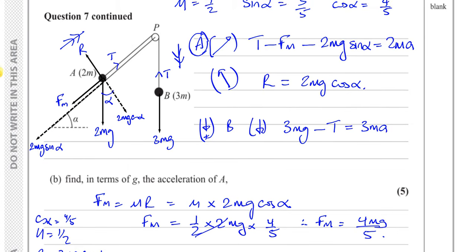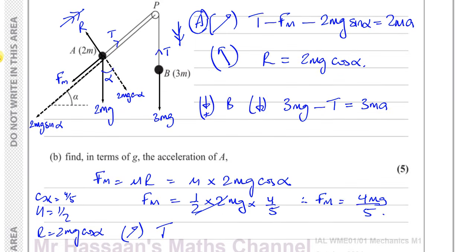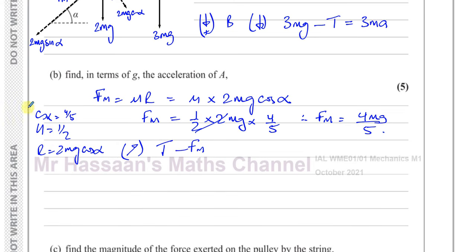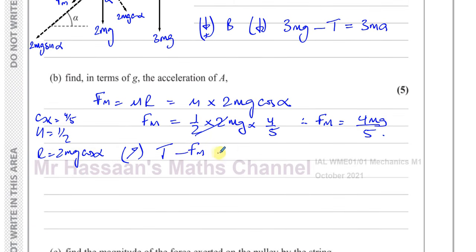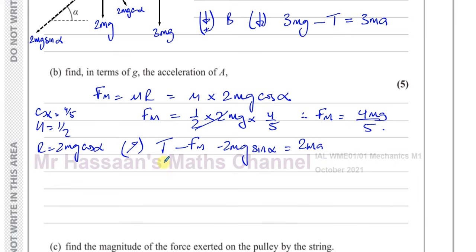So now if I take this first equation that I found, which was, if we resolved horizontally, or parallel to the plane, we got T minus Fm minus 2 mg sine alpha is equal to 2ma. That's one of the equations that we deduced. So we know what Fm is. Fm now is 4 over 5 mg, and here you got minus 2 times mg times sine alpha, which is 3/5. Okay, and that's equal to 2ma.